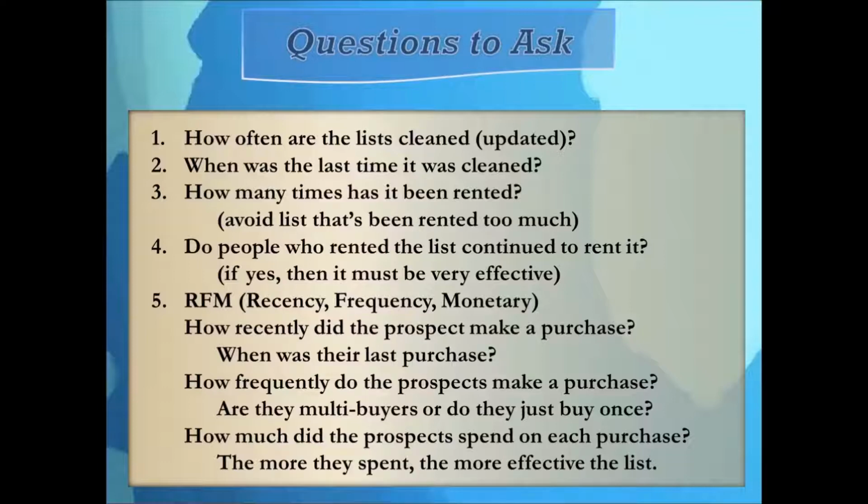RFM. Recency, frequency, and monetary. When was their last purchase? How frequently do the prospects make a purchase? Are they multi-buyers or do they just buy once? People who buy a lot are inclined to buy more. Monetary means how much the prospects spend on each purchase. The more, the better.